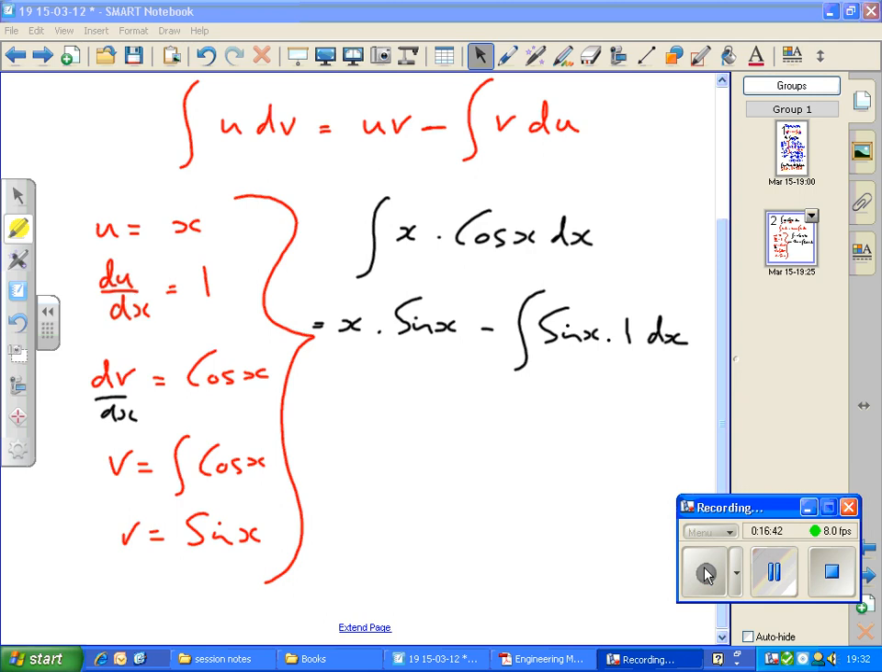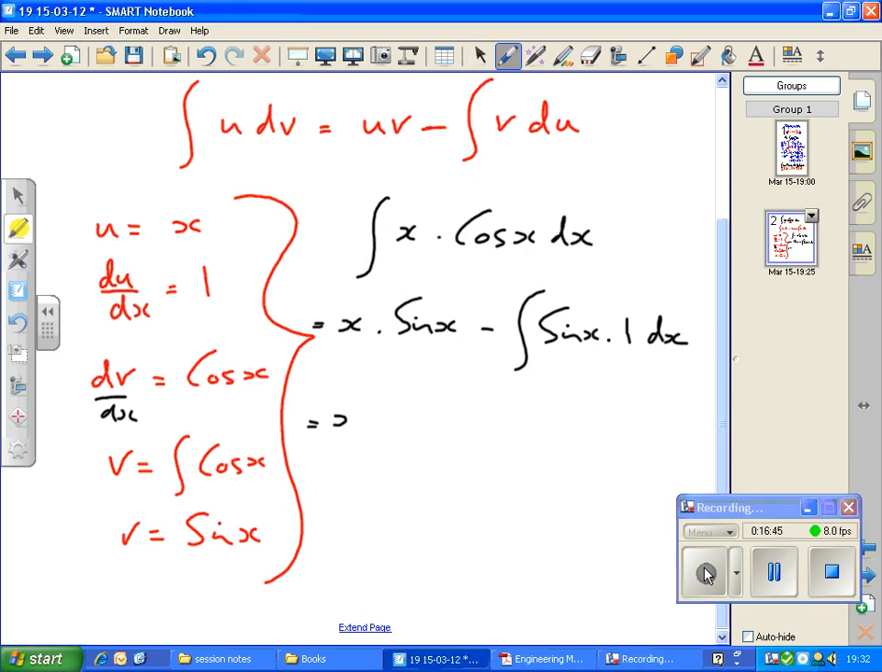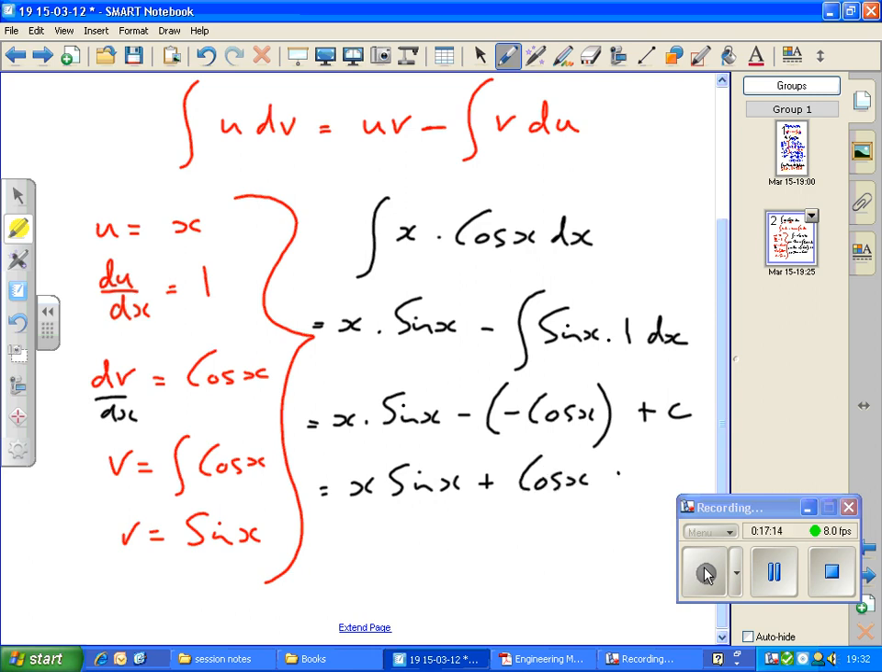So now the first bit is done, x sin x, minus, now I've got to perform an integral. What's the integral of sin x? Minus cos x. Sin x becomes minus cos x. And then finally we try and tidy it. Notice minus a minus gives us a plus. So x sin x plus cos x. And that would be as far as you could go with it. That would be the answer.